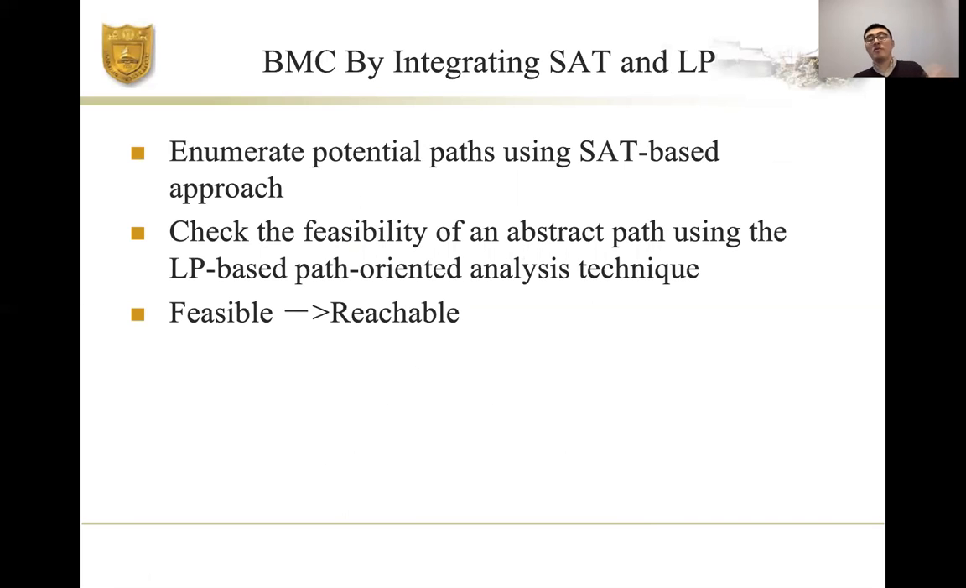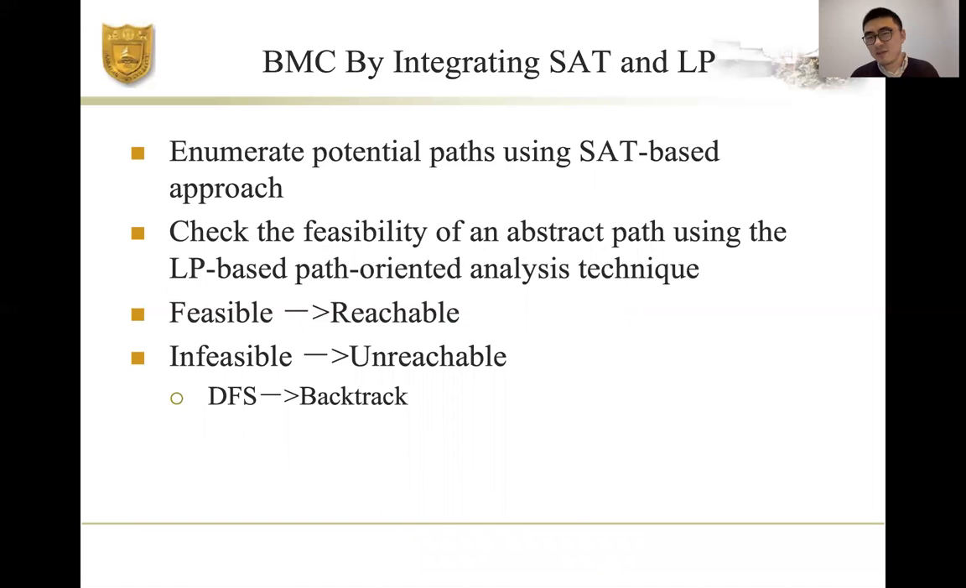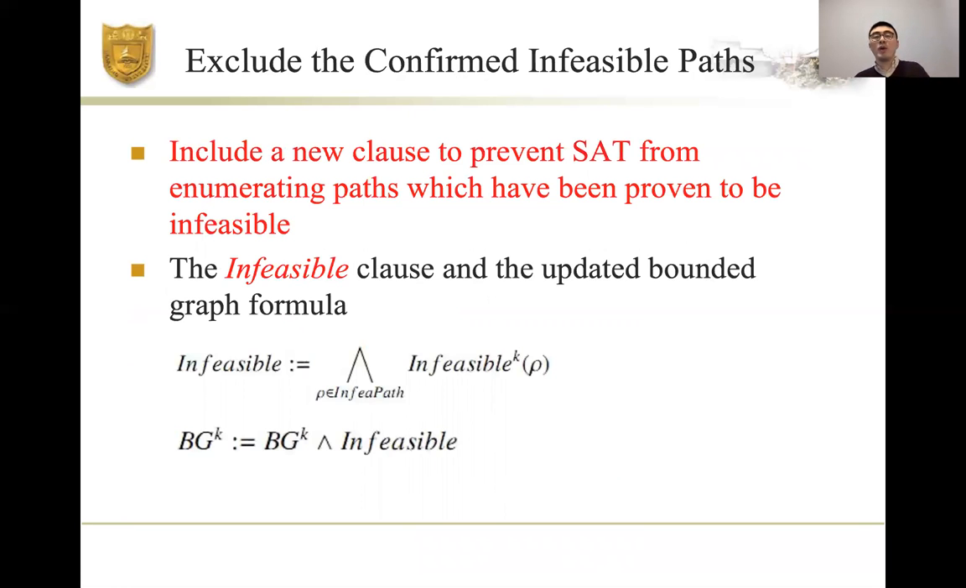Then what we do: first, feasible means reachable. How about not feasible? If it's infeasible, then it means the target is not reachable, right? And in DFS, we do backtracking. Now we are using SAT. How do we do the backtracking? Here, we exclude the confirmed infeasible paths. We include a new clause to prevent SAT from enumerating paths which have been proven to be infeasible. The infeasible clause and the updated bounded graph formula look like this.